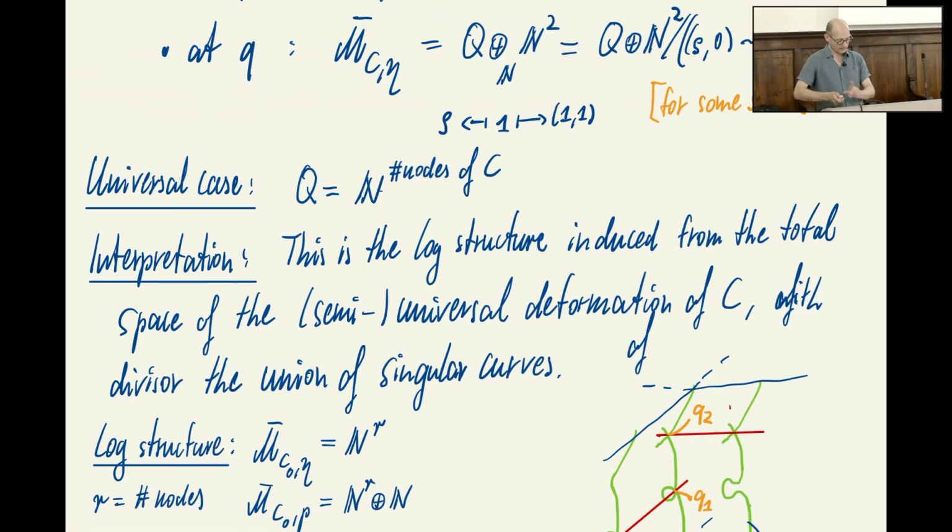I'll show it in a second. So the interpretation of this is a log structure induced from the total space of the semi-universal deformation of C. So probably all know that if you have a nodal curve, you look at the versal deformation. It's unobstructed. You get a whatever dimensional space, smooth space, but it has a number of divisors in there, which is the critical locus, the set of critical values. And it's a normal crossings divisor in the smooth space, and has as many components as you have nodes. And over each component, one of the nodes does not smooth.